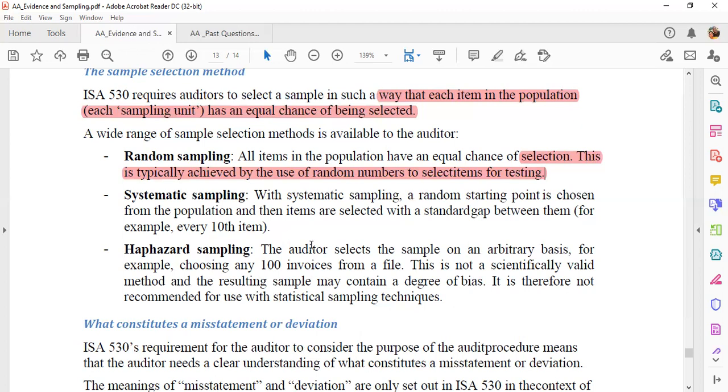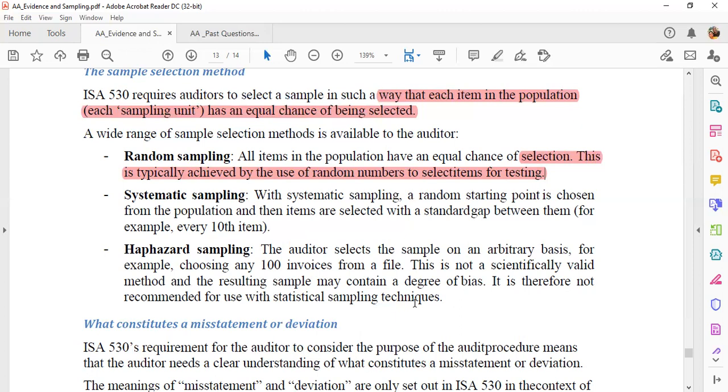And we also have haphazard sampling. The auditor selects the sample on an arbitrary basis, for example, choosing any 100 invoices from a file. This is not a statistically valid method, and the resulting sample may contain a degree of bias.